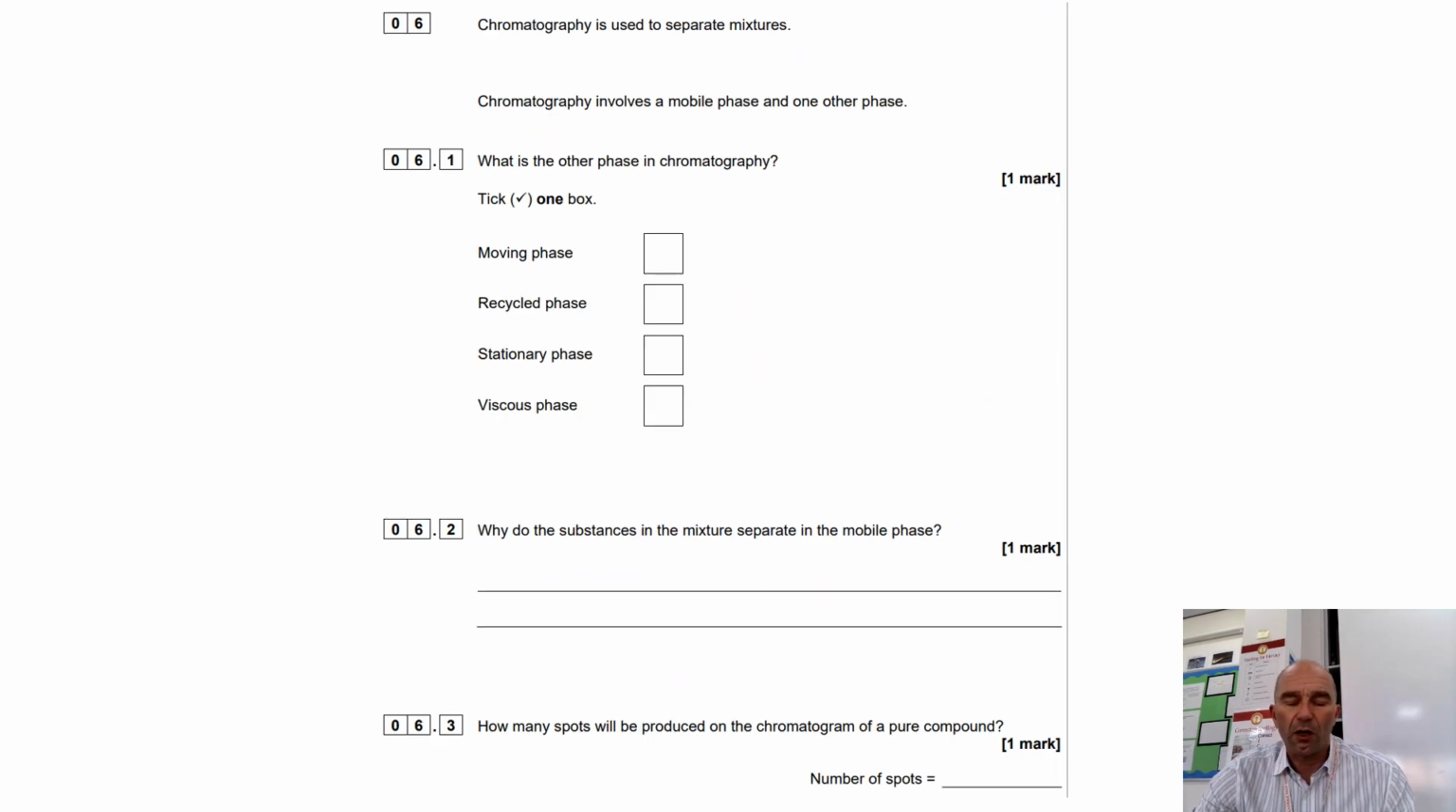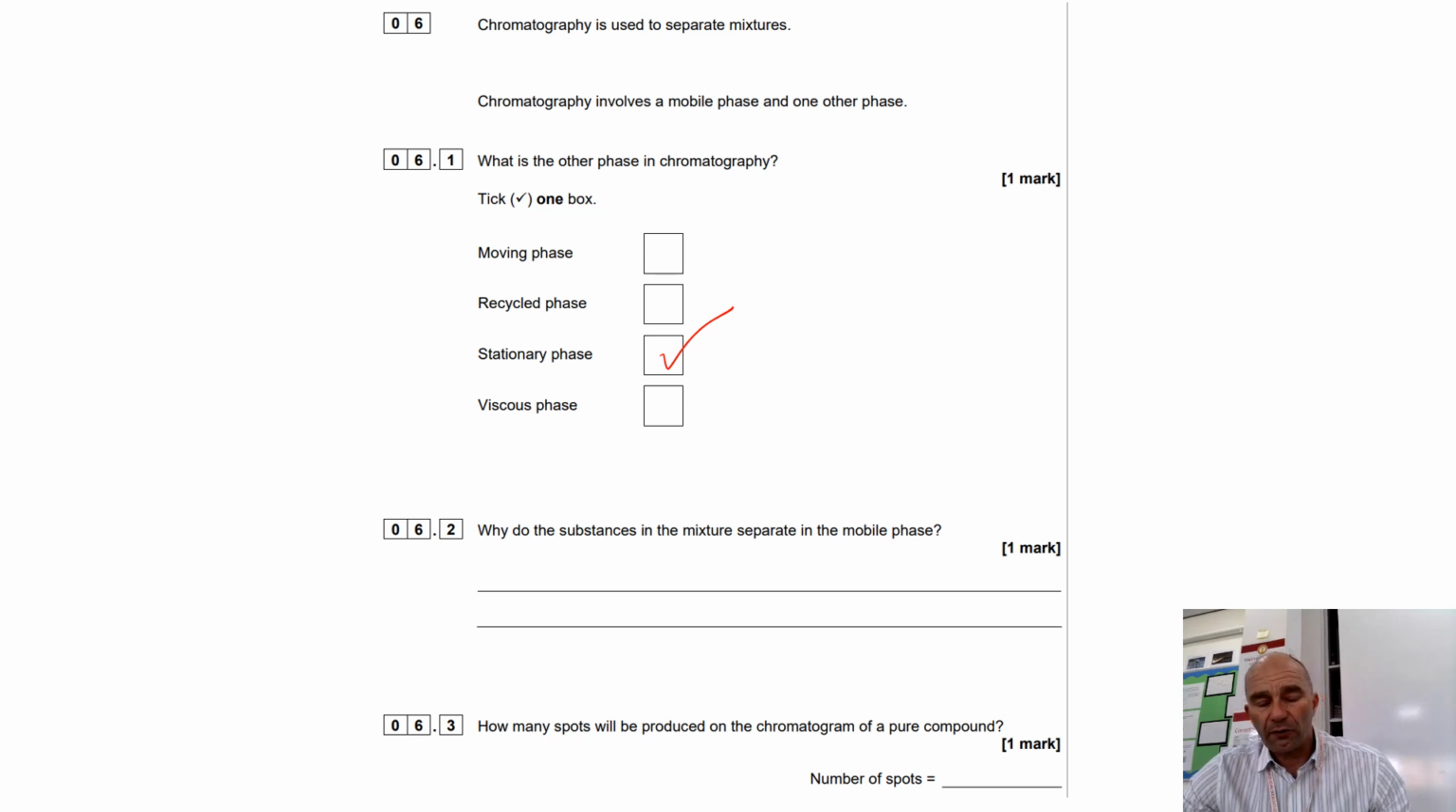Final question on this paper is all about chromatography and how it's used to separate mixtures. So chromatography involves a mobile phase and one other phase. So the mobile phase is the thing that's moving, that's a solvent. What's the bit that isn't moving? Well, that's your paper, that's your stationary phase.